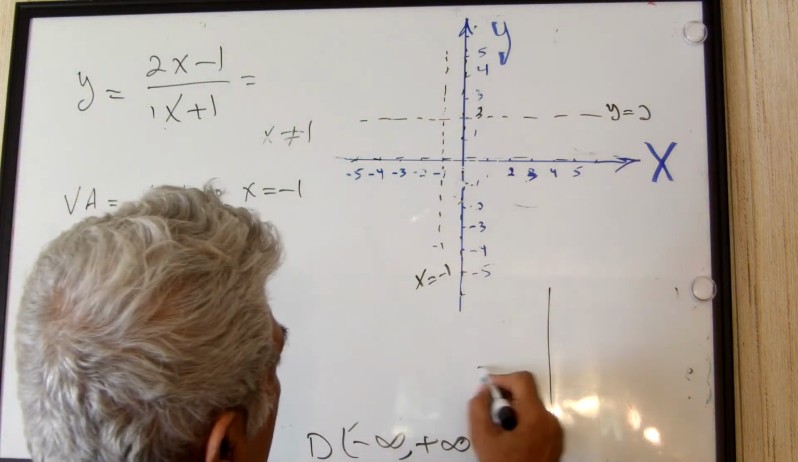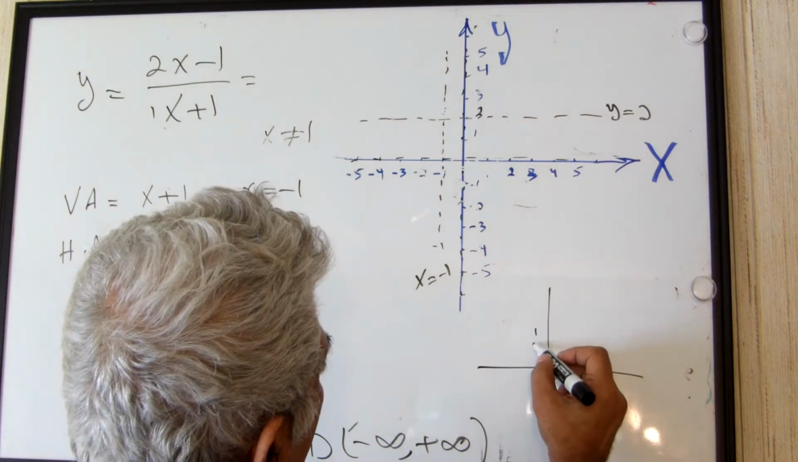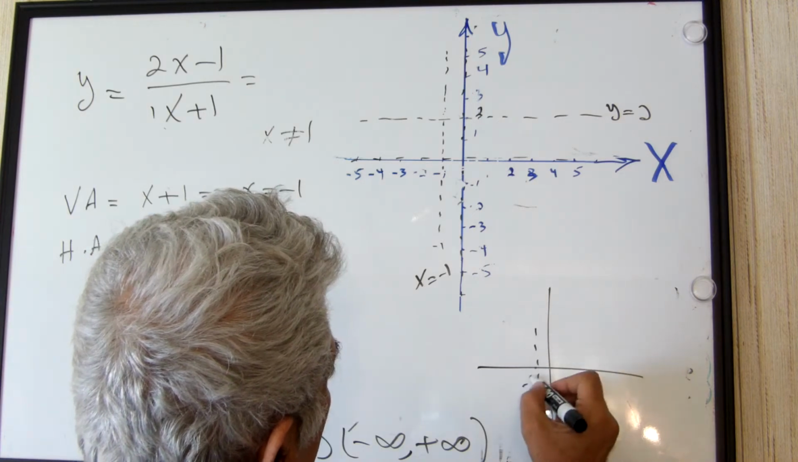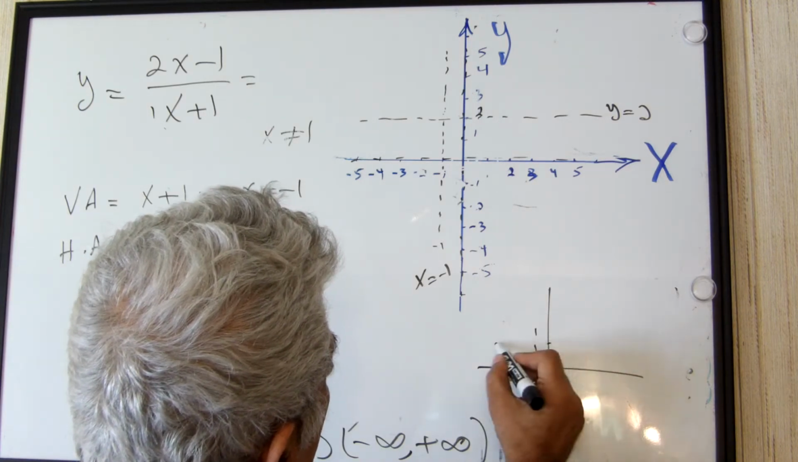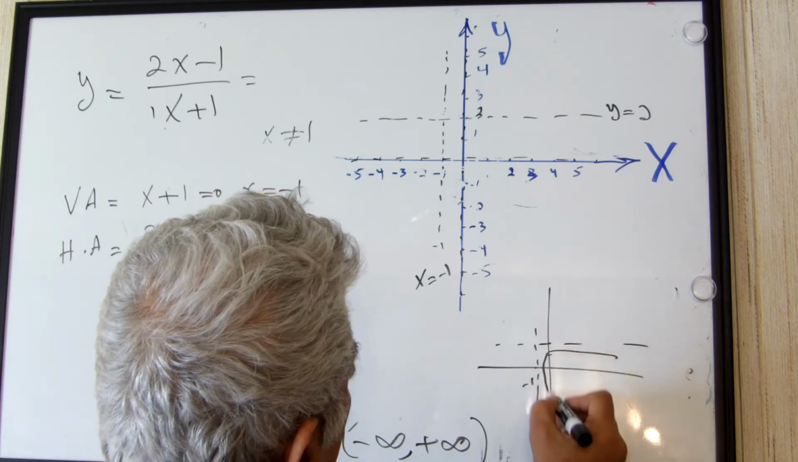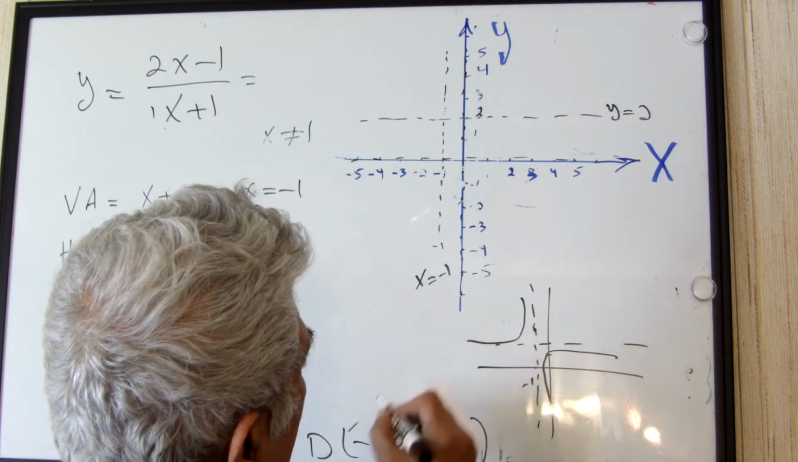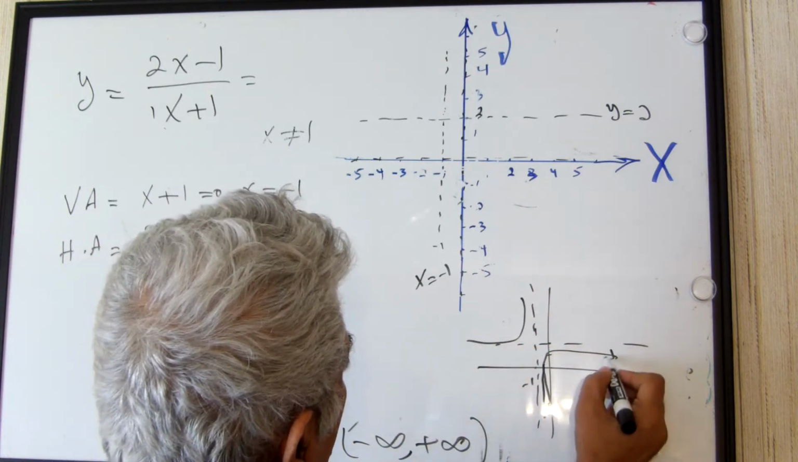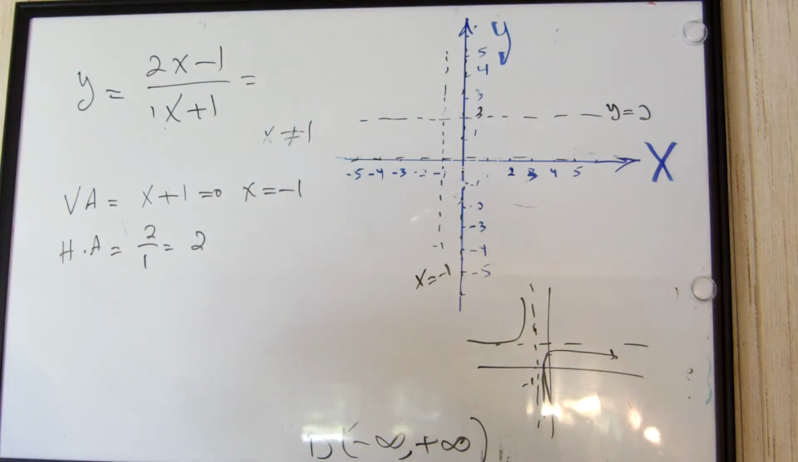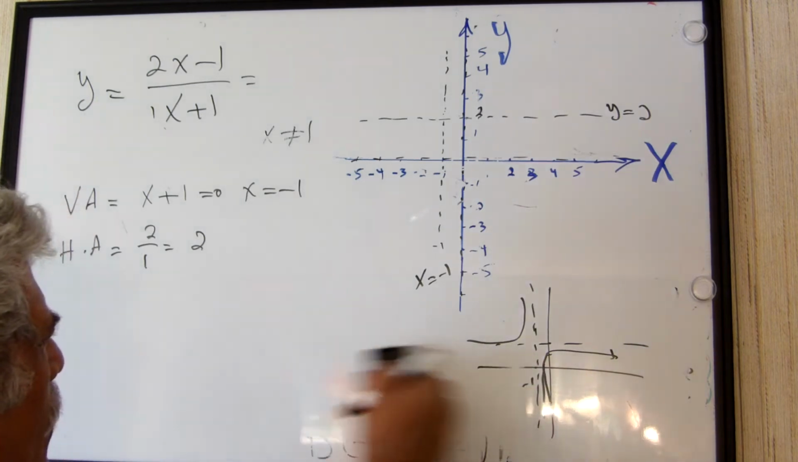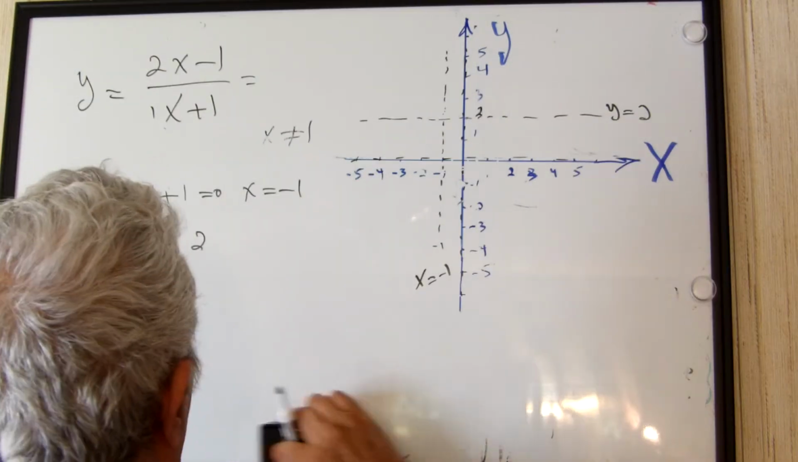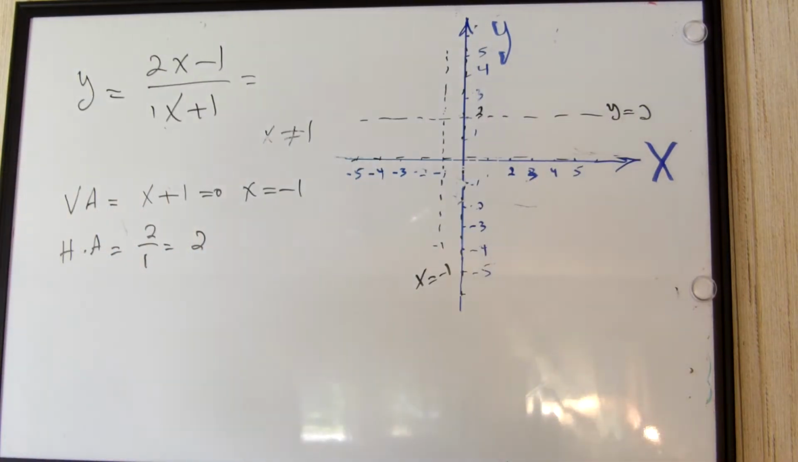If it's something like this, we have the vertical asymptote here at minus 1, and then we have the line at 2 here. It's going to be something like this, right? Now we are going to see what this graph looks like.